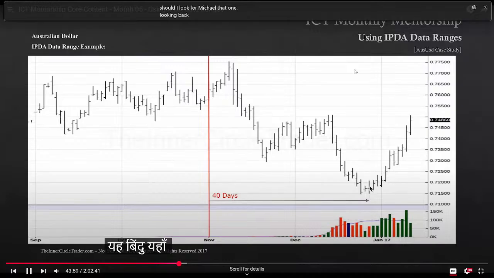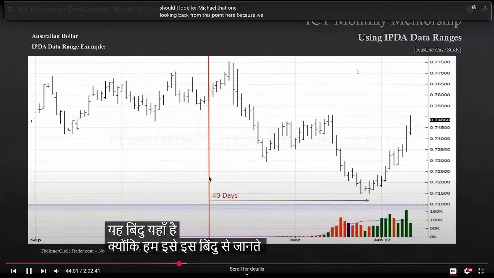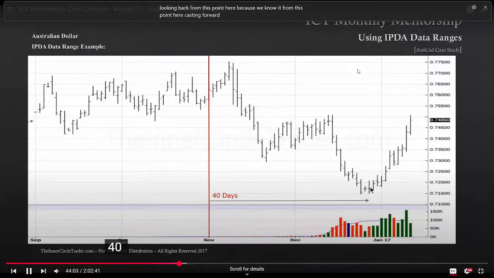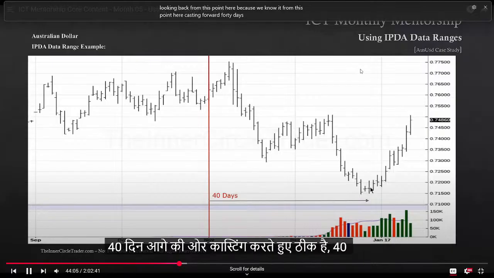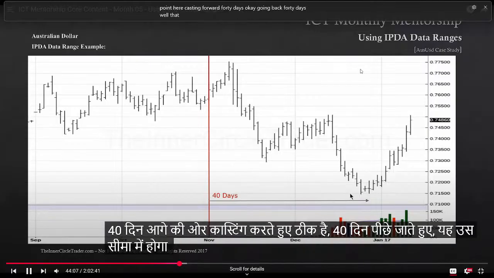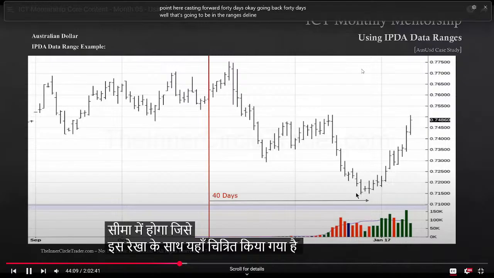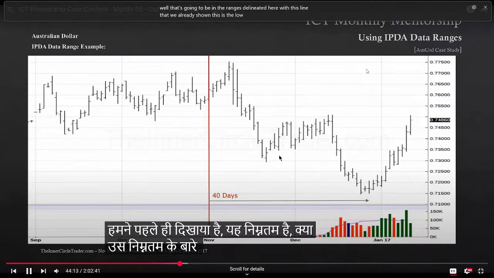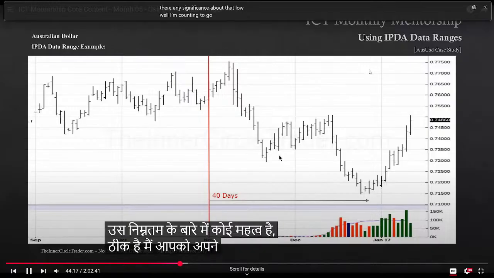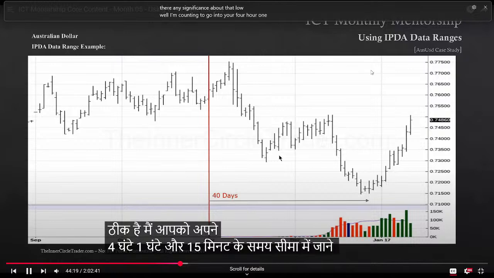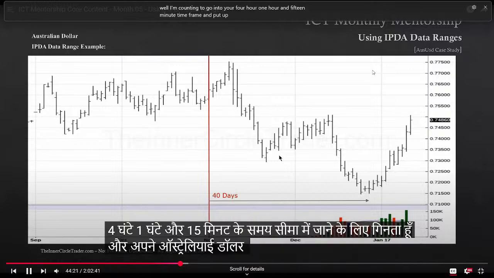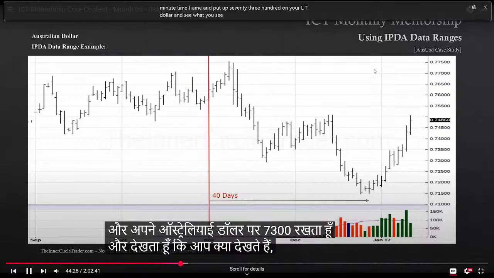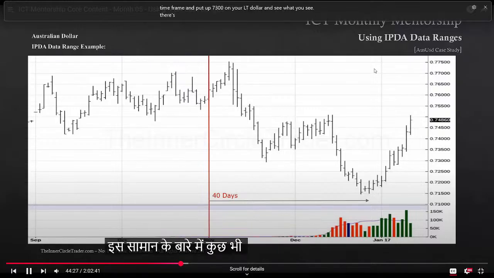Looking back from this point here, because we know it from this point here, casting forward 40 days, okay? Going back 40 days, well, that's going to be in the range that's delineated here with this line that we've already shown. This is the low. Is there any significance about that low? Well, I'll counsel you to go into your 4-hour, 1 hour, and 15-minute time frame and put up 7,300 on your Aussie dollar and see what you see. There's nothing random about this stuff, folks.